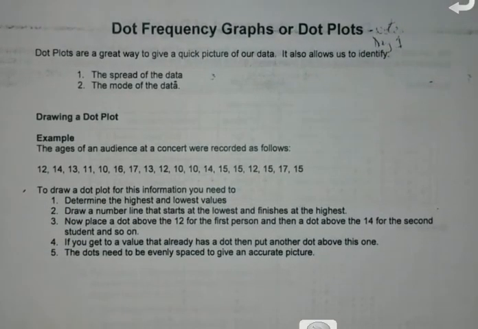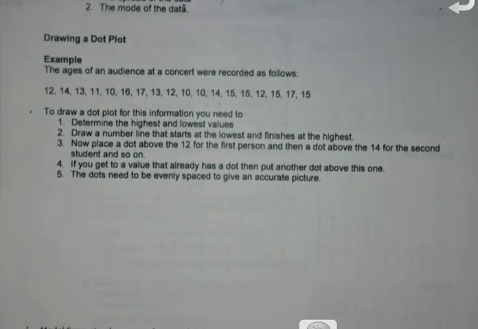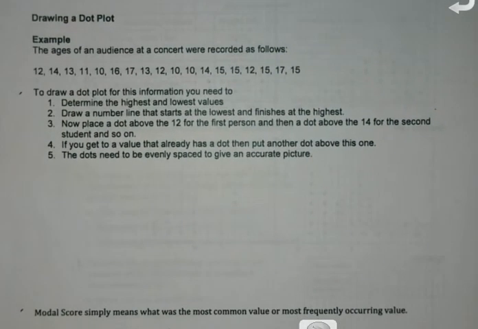Dot frequency graphs and plots, day one. All right, so we're discussing what the highest and lowest values are because we want our graph to be accurate. Okay, so 10 and 17.